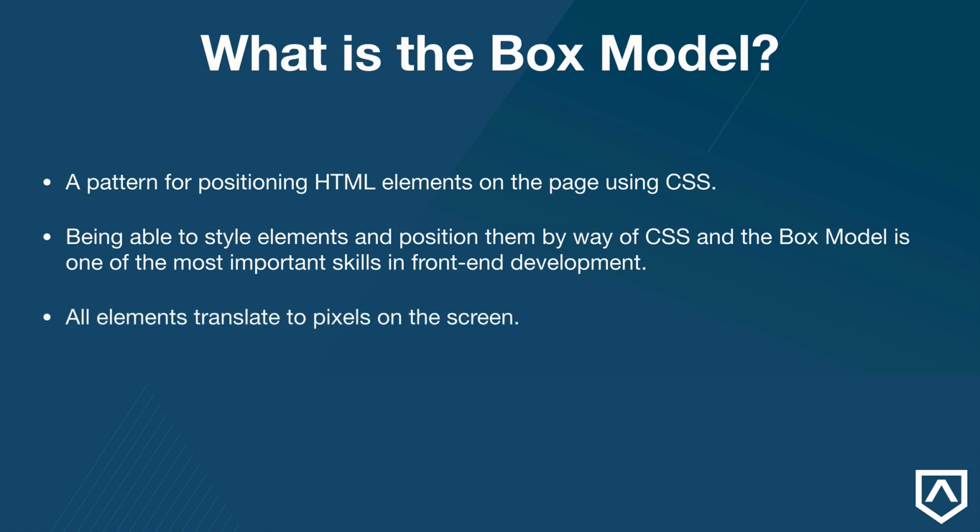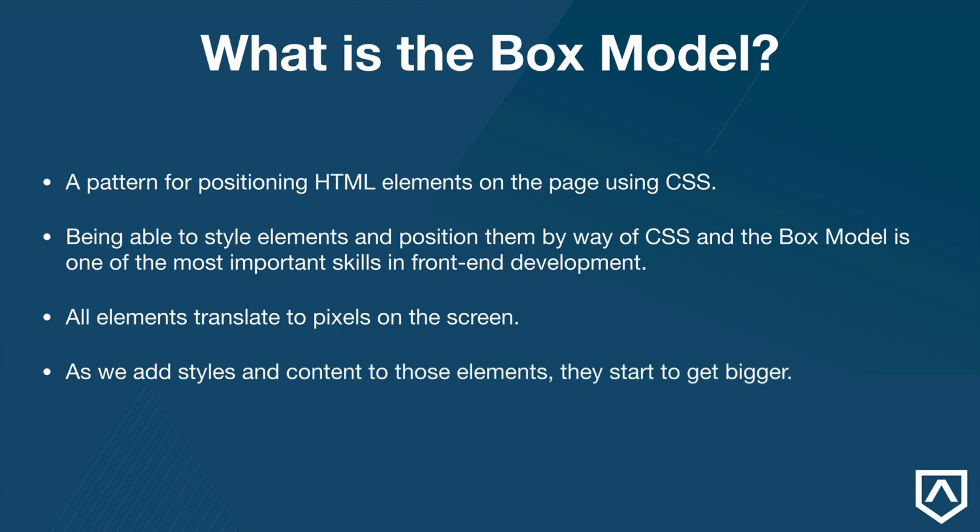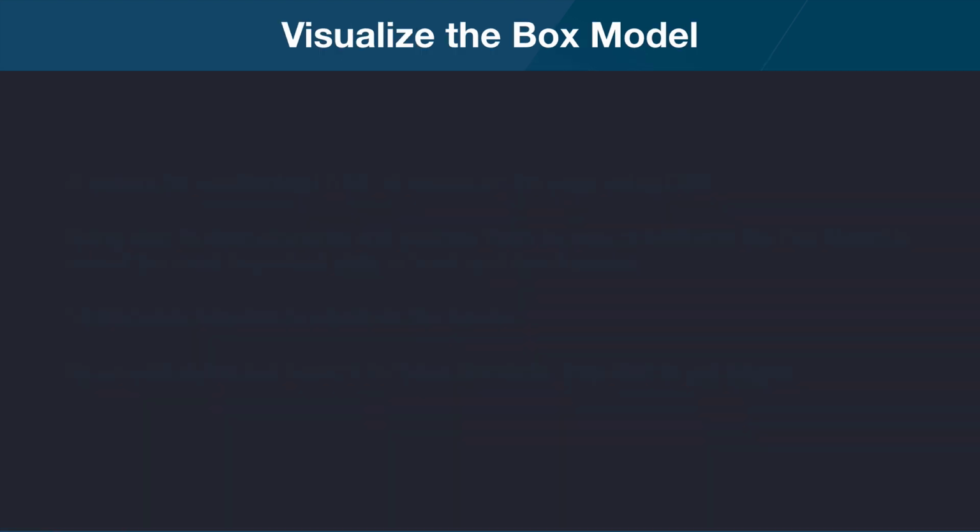All elements translate to pixels on the screen. So we use that idea to sort of draw a box around all of the things that we build. As we add styles and content to those elements, they start to get bigger. So a good way to visualize the box model is to start with every pattern you're going to see as you develop this understanding of what the theoretical paradigm is built into the browser.